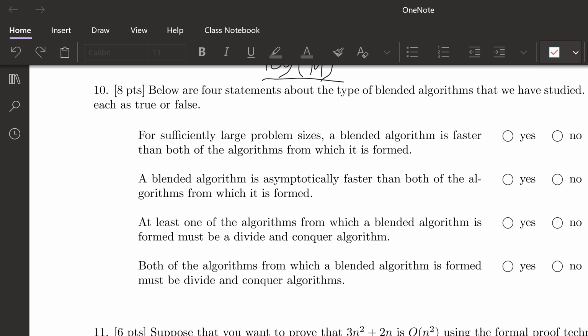Oh yeah, this is a fun one. For sufficiently large problem sizes, a blended algorithm is faster than both of the algorithms from which it is formed. Yes or no? No. No? It's too general of a statement to be true. It's too general of a statement? Well, I mean, that's not exactly a proof. No, but it has served me well in the past.